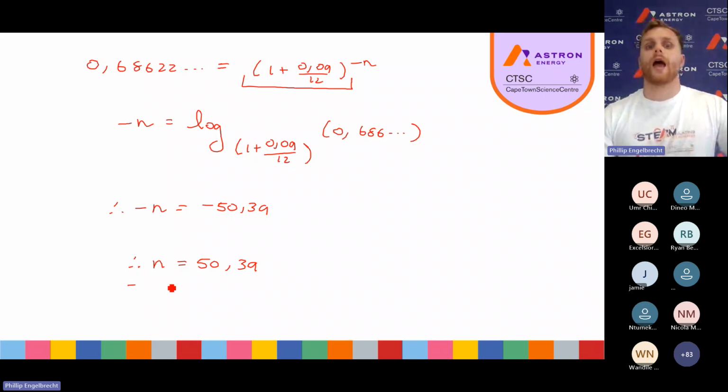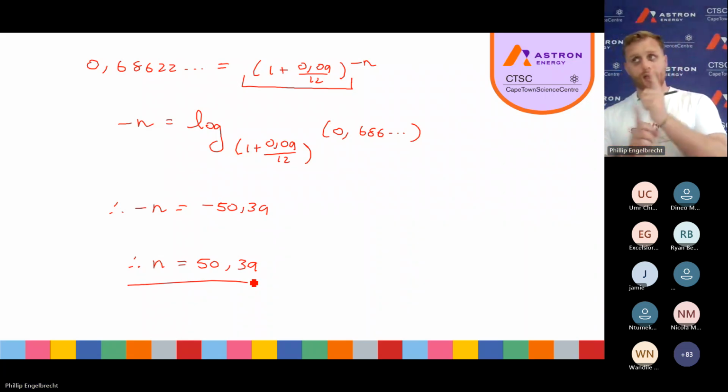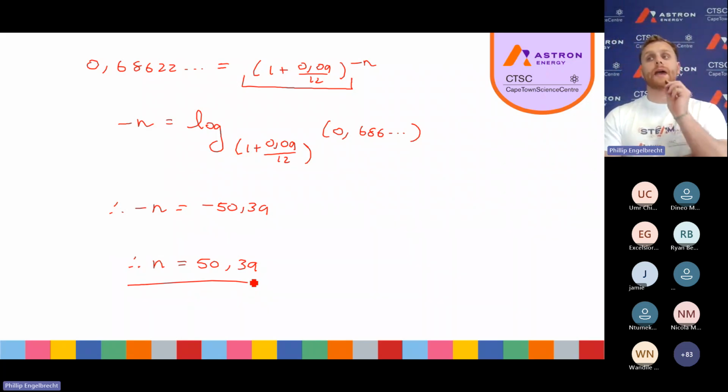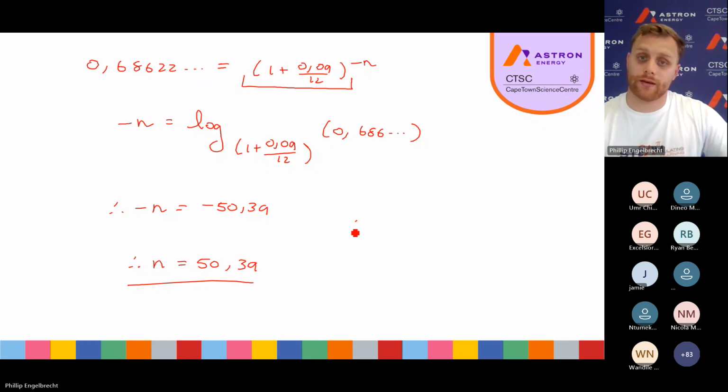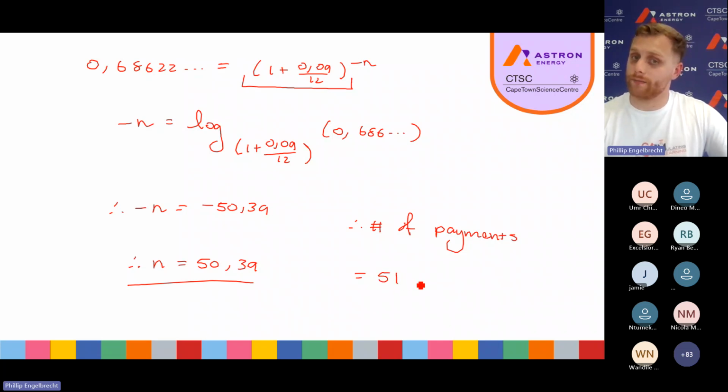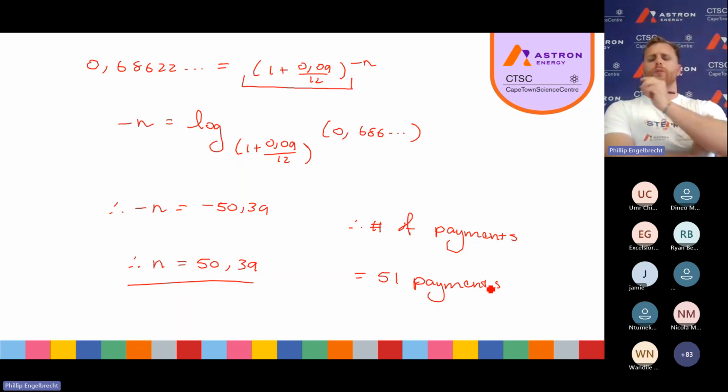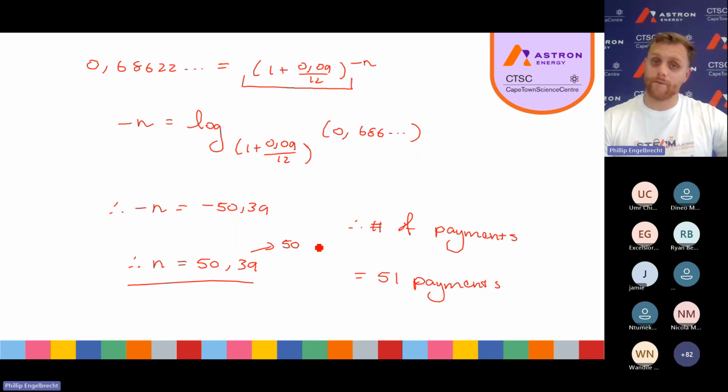50.39. Now here's the thing. They asked how many payments does she make? Therefore, the number of payments is equal to 51 payments. Now, guys, why is it 51? Why is it not 50.39? Remember? Okay. You are going to make 50 full payments and you make one partial payment.